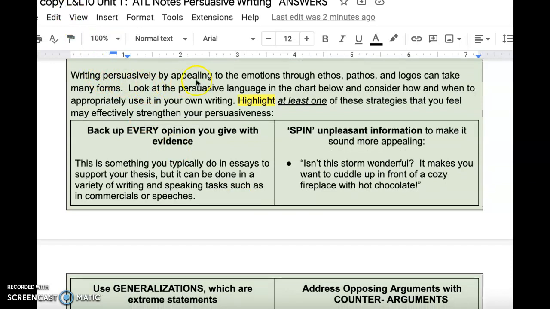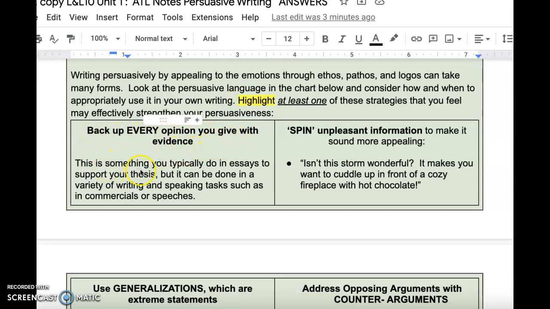Writing persuasively by appealing to the emotions through ethos, pathos, and logos can take many forms. Look at the persuasive language in the chart below and consider how and when to appropriately use it in your own writing. I want you to highlight at least one of these strategies that you feel may effectively strengthen your persuasiveness.